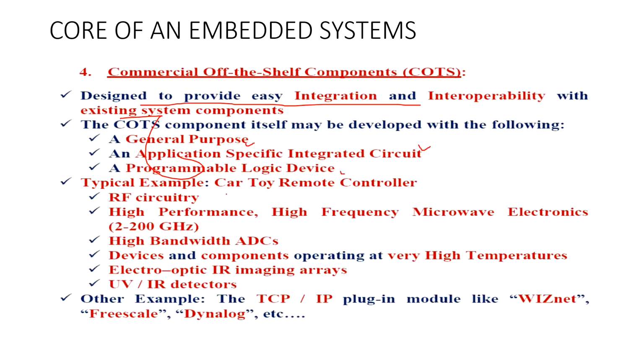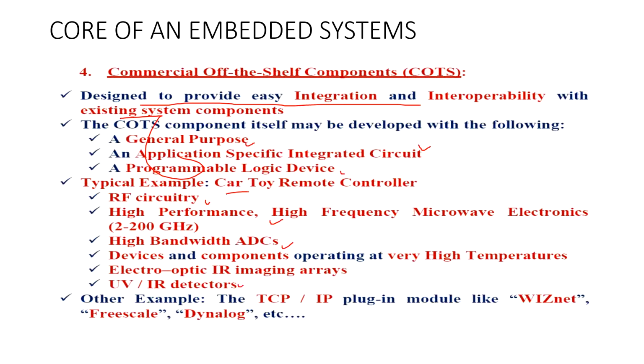A typical example is a car toy, wherein we are going to use RF, and then high frequency microwave electronics, then bandwidth, and then UV and all. So this is what the core of an embedded system means a lot.